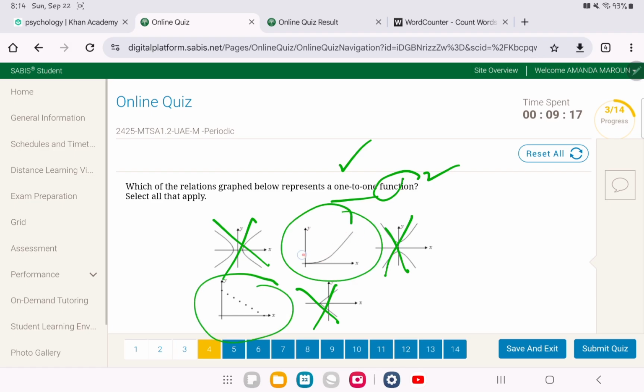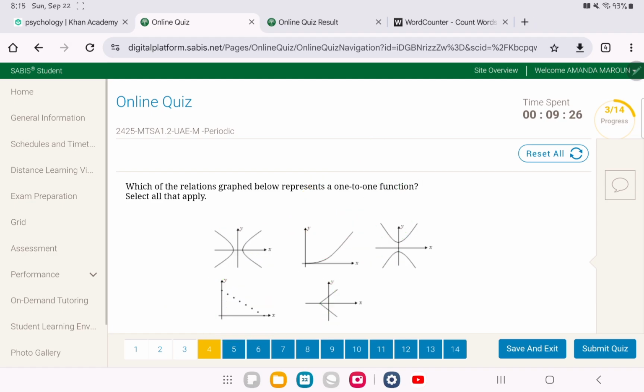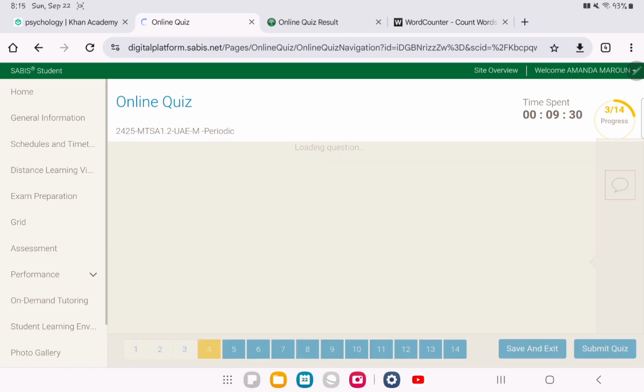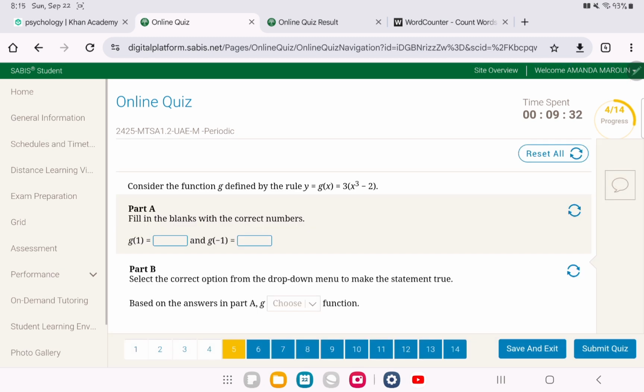To check if they're 1-to-1, we do the horizontal line test. So this one is a function, and this one is a function. So these are the only two that are functions out of the 5. Now question number 5. Consider the function g defined by the rule g(x) equals this. Okay, they're telling us g(1).